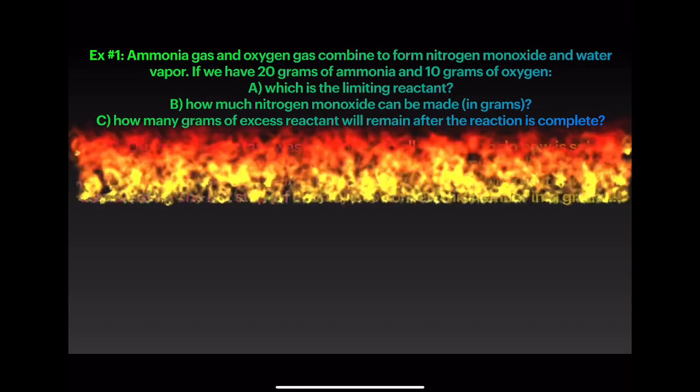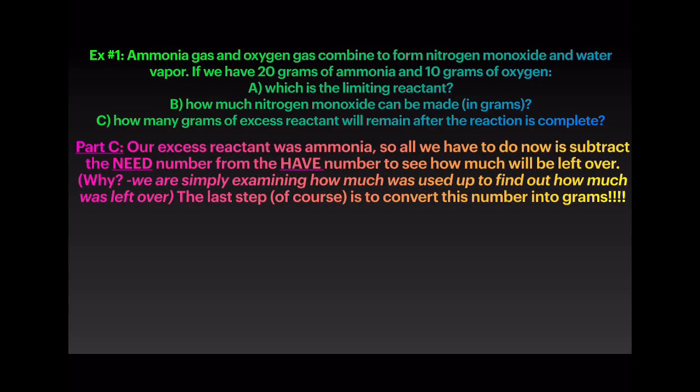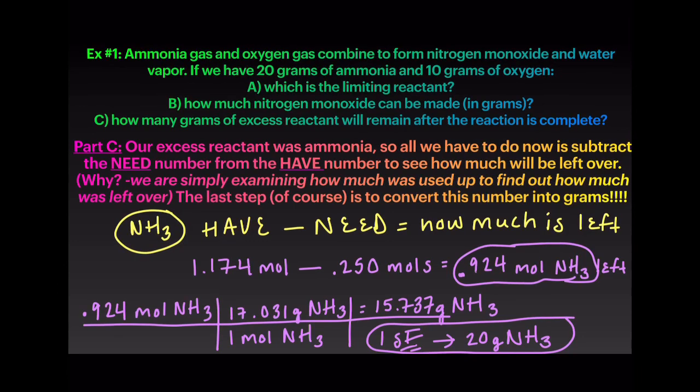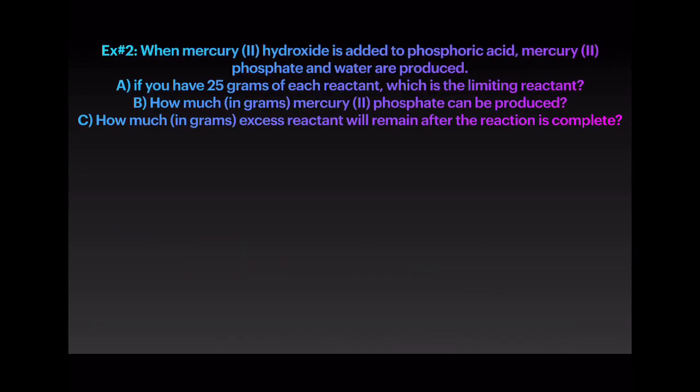So then we want to find the last part, letter C. How much of our excess reactant will be left over? You guys, this is one of the easiest parts. All we've got to do is just subtract. Earlier, we found a have number and a need number for our excess reactant. All we're going to do is subtract them. And we're going to take our number that's in moles and convert it into grams. We're going to answer in significant figures, and that's the very last thing we've got to do. So you can see that after I subtracted 0.25 from 1.174, I got 0.924 moles. But the question isn't asking for moles, it's asking for grams. That's why I needed to convert it.